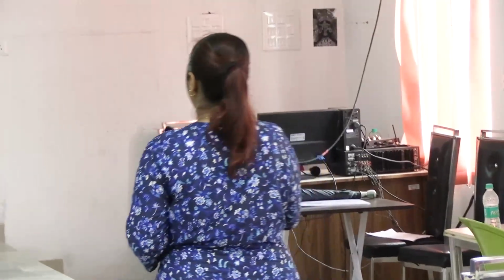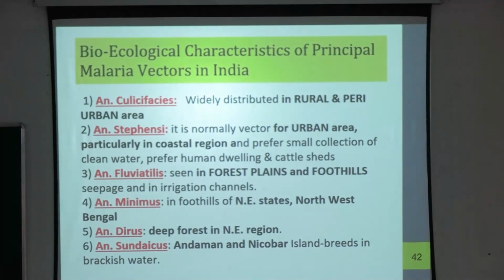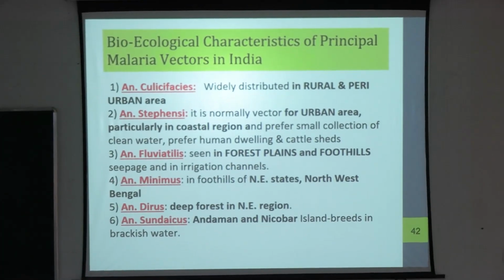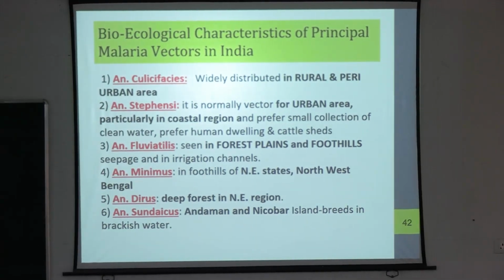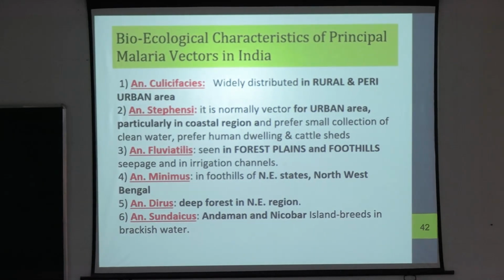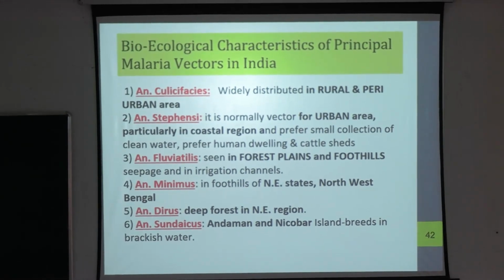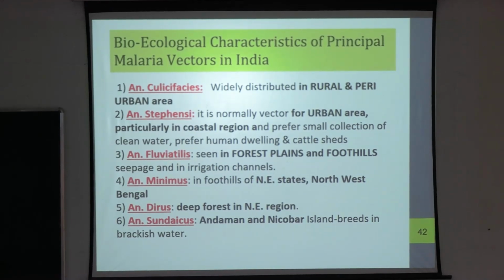Okay? But how is it distributed? The Anopheles mosquito that is mainly present in India is Anopheles culicifacis, because India majorly has a rural and peri-urban landscape. That is why Anopheles culicifacis is widespread, most present in India in the rural and the peri-urban areas. Okay?